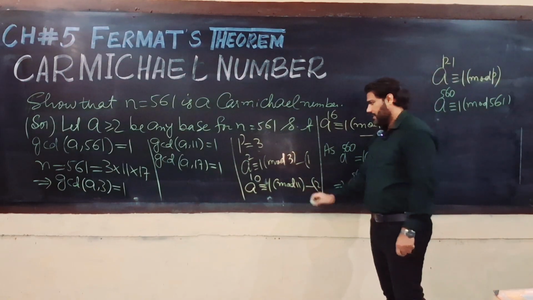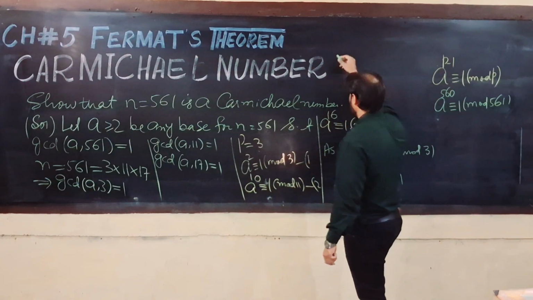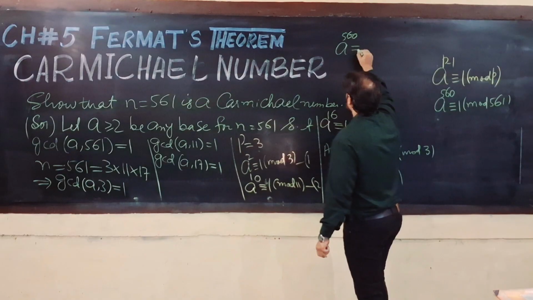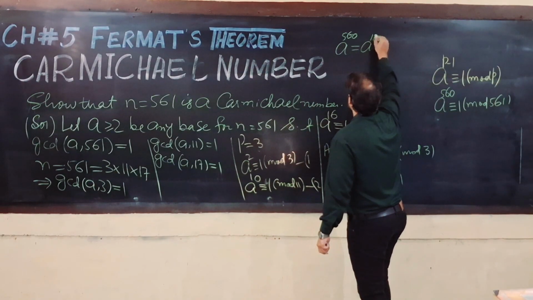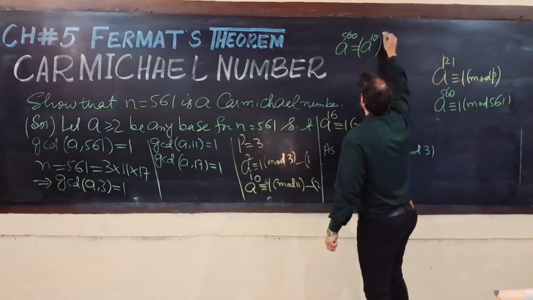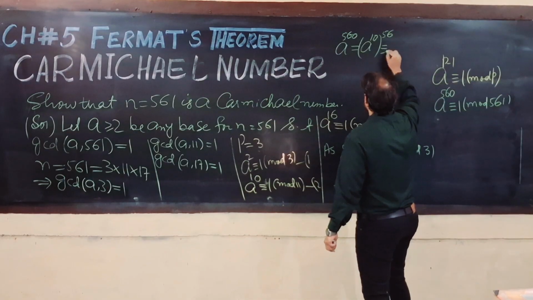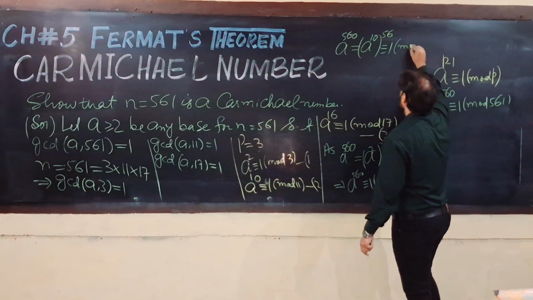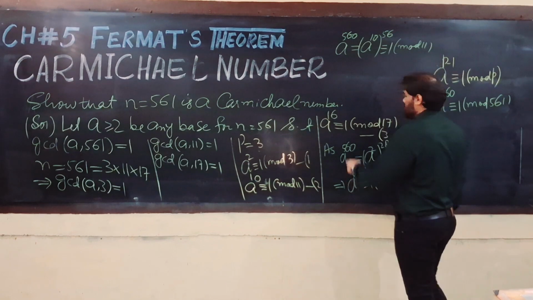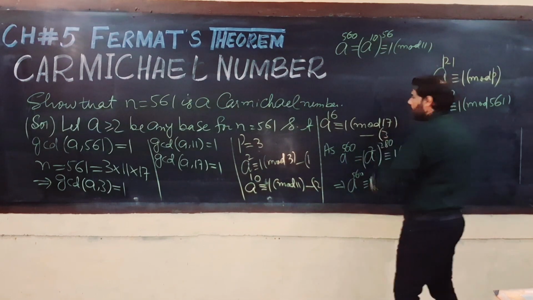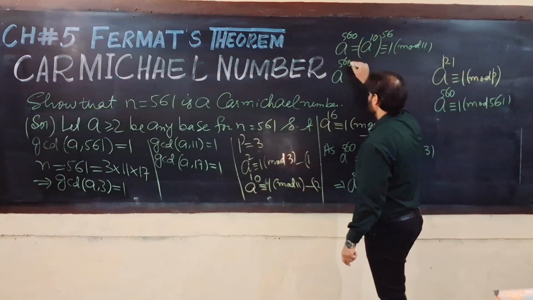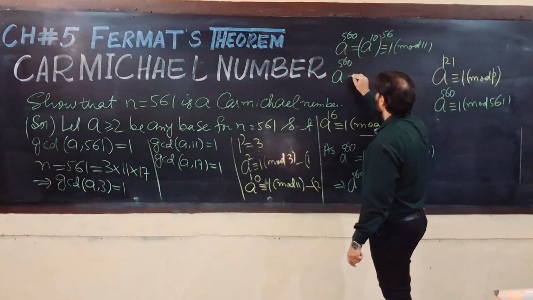Similarly, when you use the second congruence, a raised to power 560 can be written as a raised to power 10, whole power 56, and again this is congruent to 1 modulo 11. Lastly, when you use the third congruence, a raised to power 560, and here this is 16.